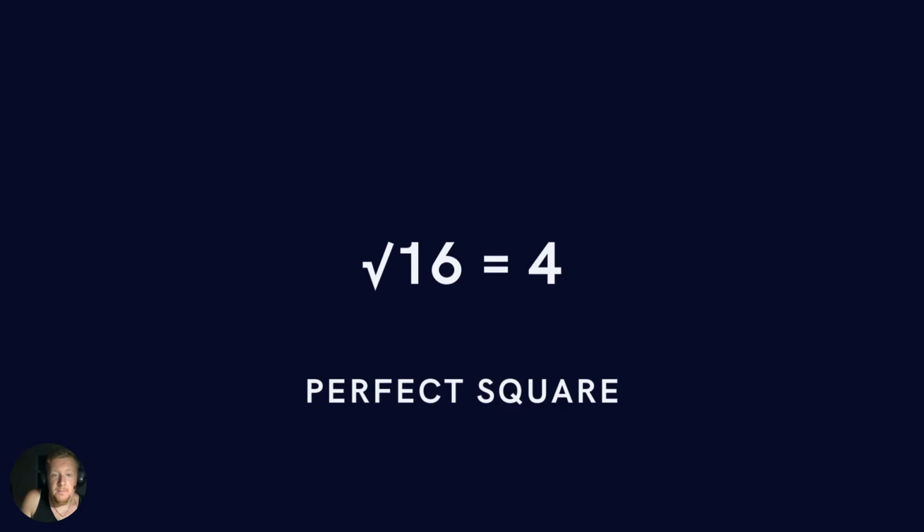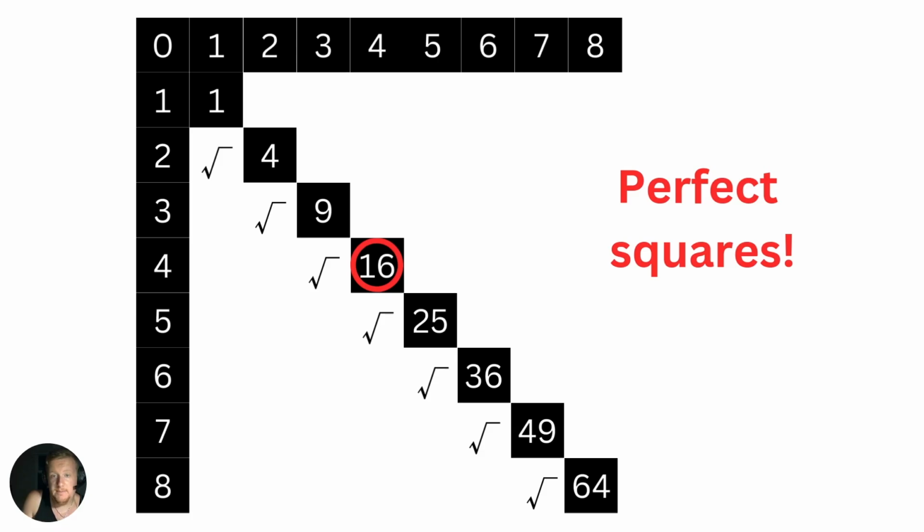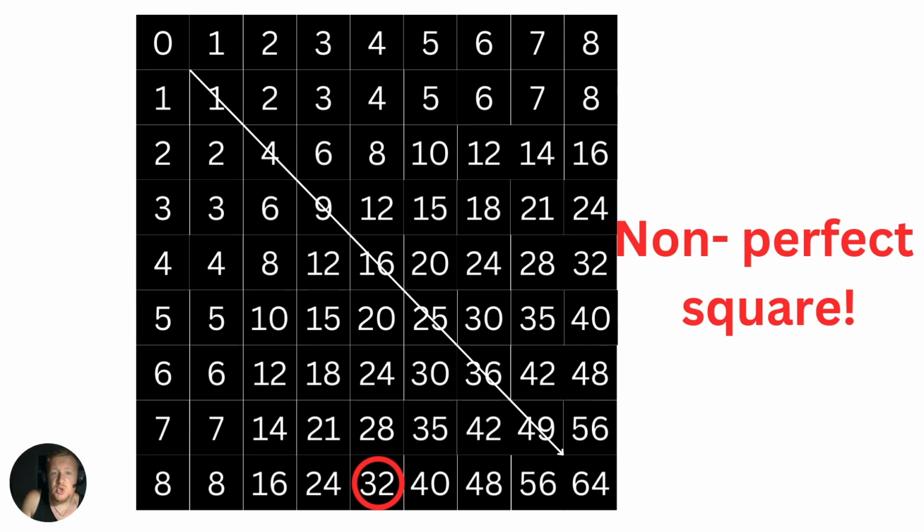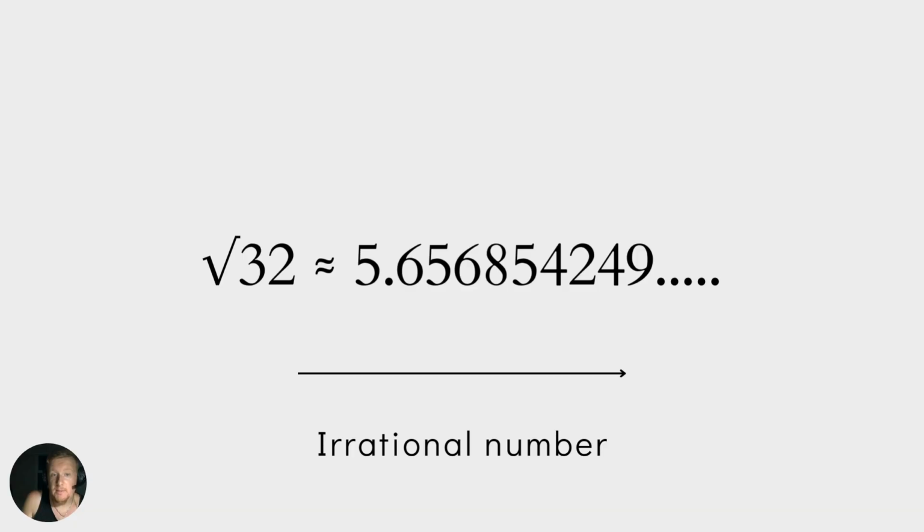So, we know that square root of 16 equals 4, because that's the perfect square. But what about square root of 32? Well, square root of 32 is not the perfect square, so therefore it becomes an irrational number, which is 5.65685429, and the numbers just keep going on forever and it never repeats.